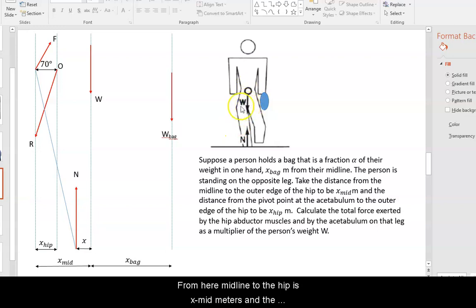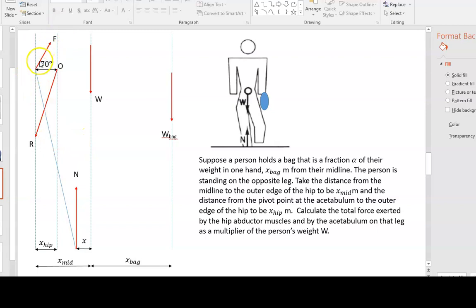From here, the midline to the hip is x mid meters, and the distance from the pivot point on the acetabulum, which is right here in this kind of diagram, we'll connect these two in a second, to the outer edge of the hip is x hip, all right? So let's connect these. Here's the bag over here. Here's the midline on the person and their weight, which acts on the midline, and here's their foot on the ground, and the normal force exerting upwards on the foot.